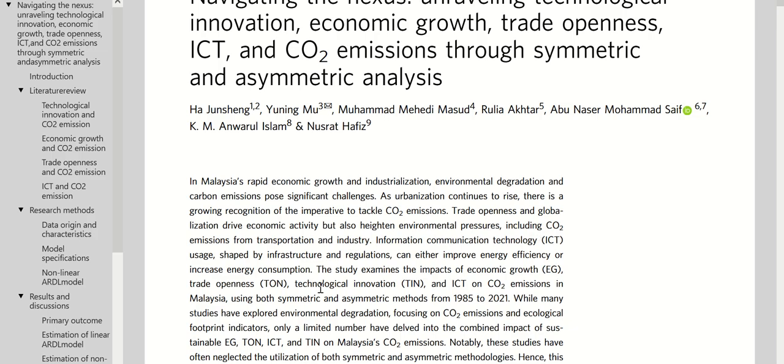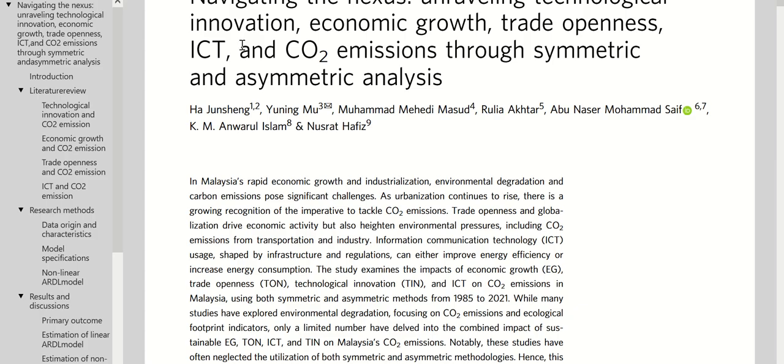Information communication technology usage, shaped by infrastructure and regulations, can either improve efficiency or increase energy consumption. The author explained that urbanization is increasing, and trade and globalization increase economic activity, but they also increase pollution. ICT can either reduce or increase energy consumption. Now we need to know the purpose of this part: to explain why the problem exists and why the study is important.